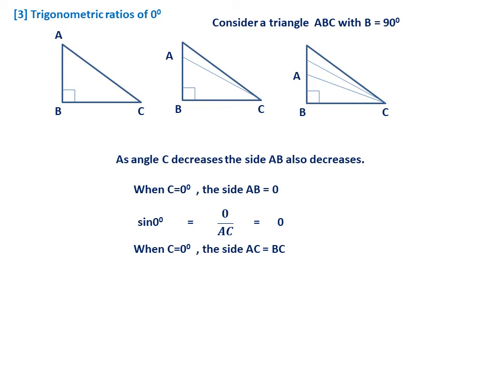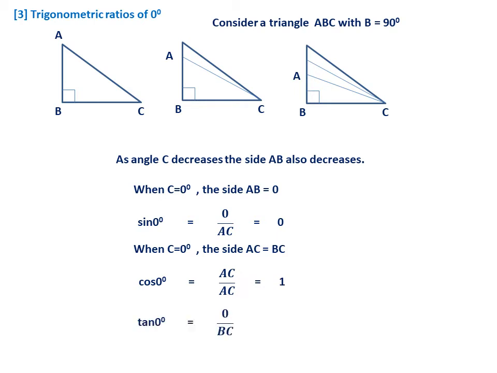Similarly, you see when C is 0, AB and AC will be equal because A coincides with B. So AC is same as BC. So this is another important logical reason. So cos 0 will be equal to AC by AC, which is 1.